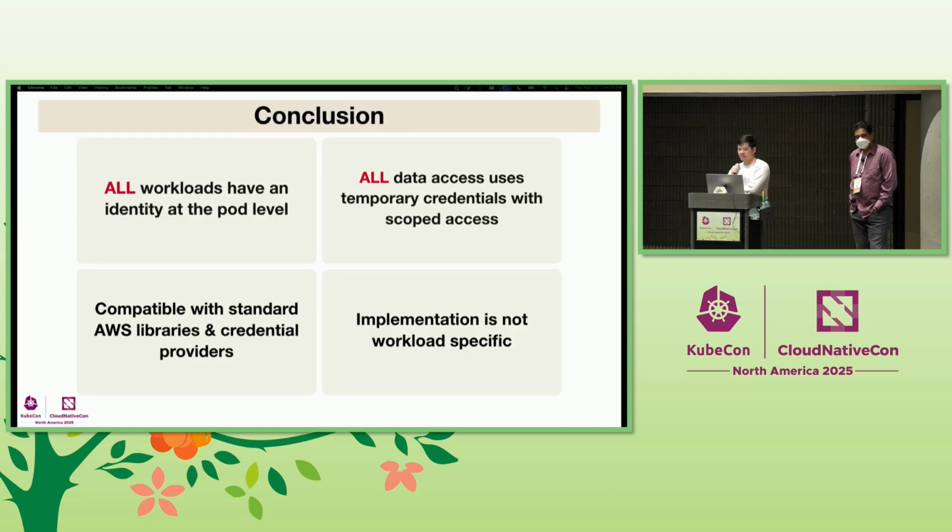Great, so in conclusion, with fine-grained access control, we ensure that all workloads have an identity at the pod level. All data access uses temporary credentials with scoped access. We ensure compatibility with pretty much all standard AWS libraries. And there is no workload-specific implementation required from the user.